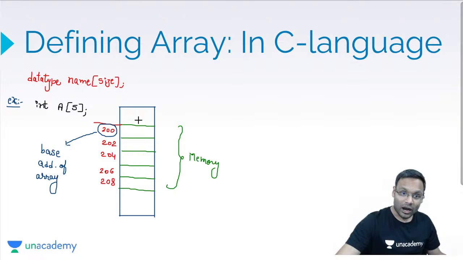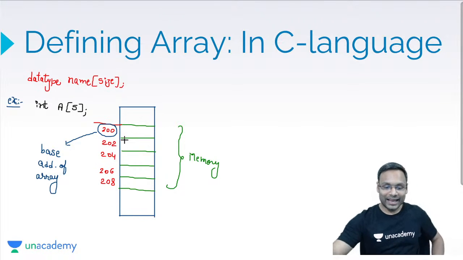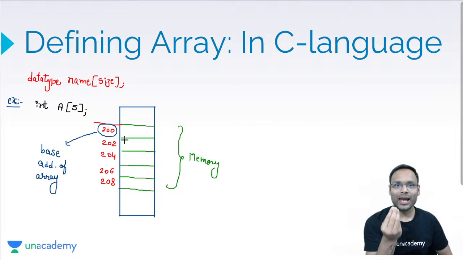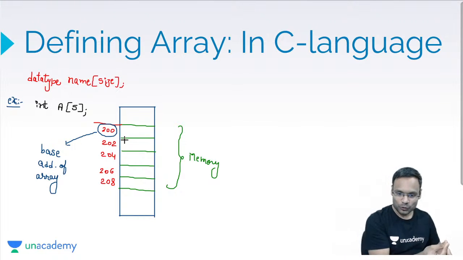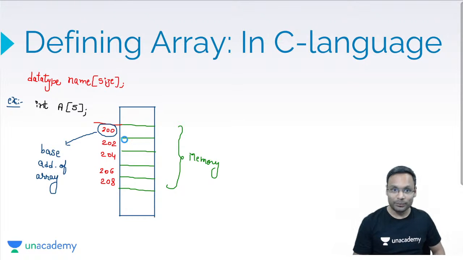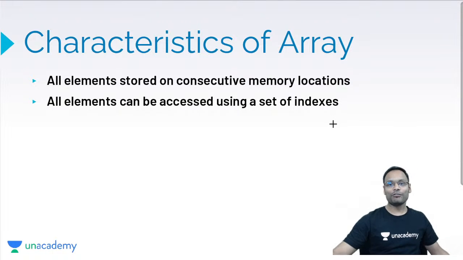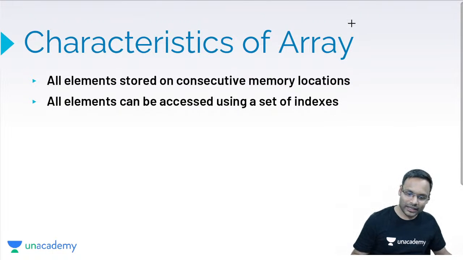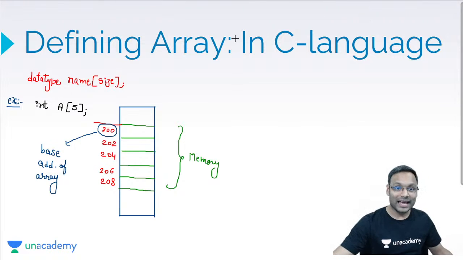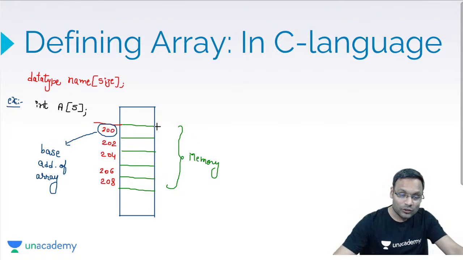Now the thing is, how do I access these elements? To access these elements, I will have to have indexes. I just told you here that all elements can be accessed using a set of indexes. So can you tell me what should be the index of the first element? So the first index for the first element should be 0, then 1, 2, 3 and 4.